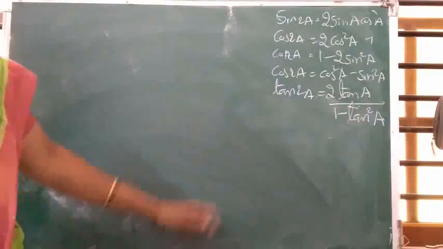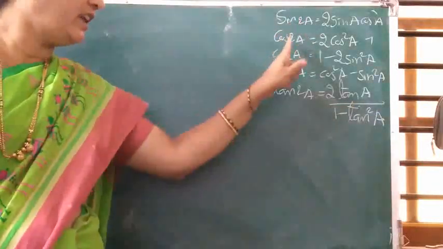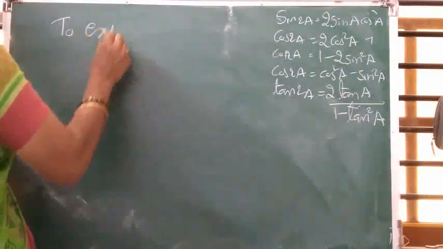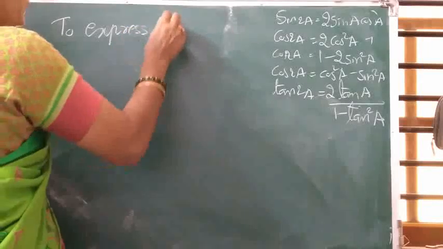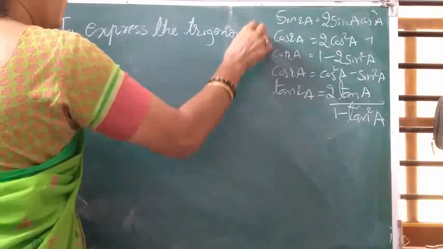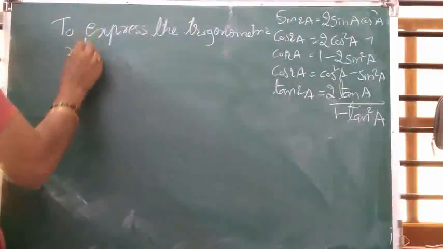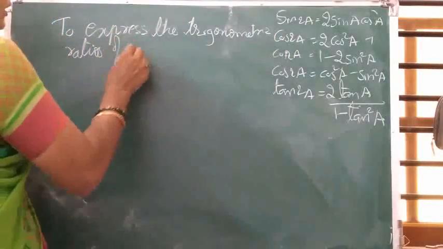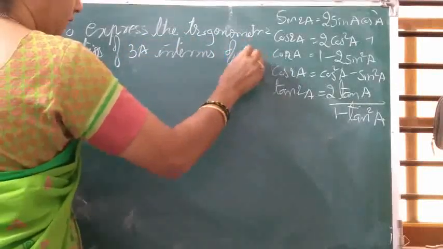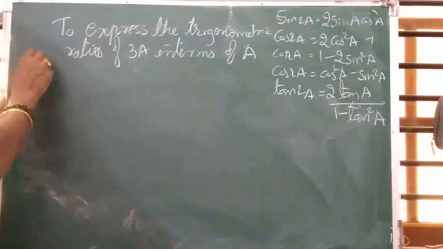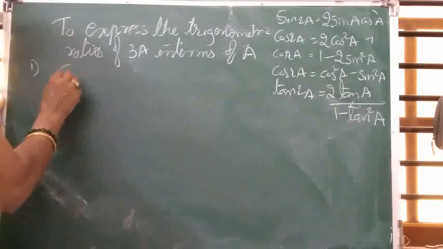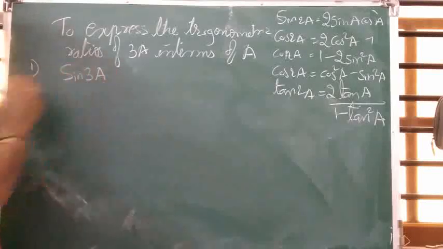Using this, let me find out if the angle is 3a instead of 2a. That is, we write to express the trigonometric ratios of 3a in terms of a. Okay. First one. I want the trigonometric ratios for 3a, so first let me find out sin 3a. Next cos 3a, tan 3a like that.